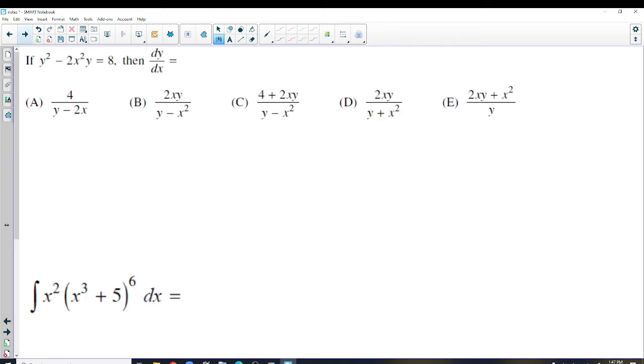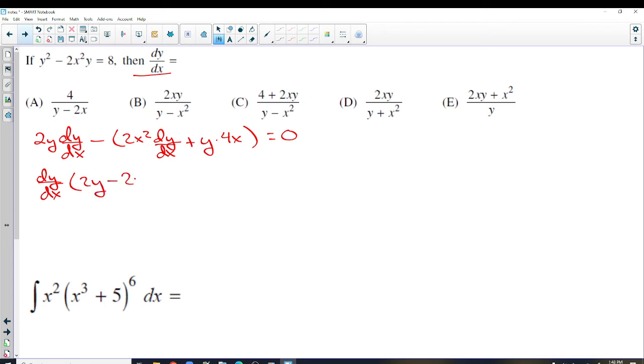Here's multiple choice. Implicit differentiation. Find dy/dx. So we have 2y dy/dx minus first times the derivative of the second plus the second times the derivative of the first, and that's equal to 0. Make sure you take the derivative of everything. I think it'd be pretty easy to leave that as an 8. Let's factor out a dy/dx.